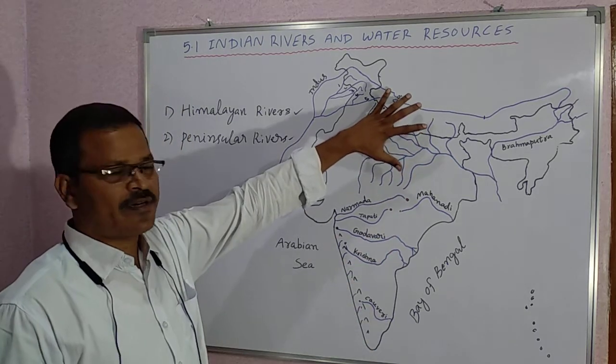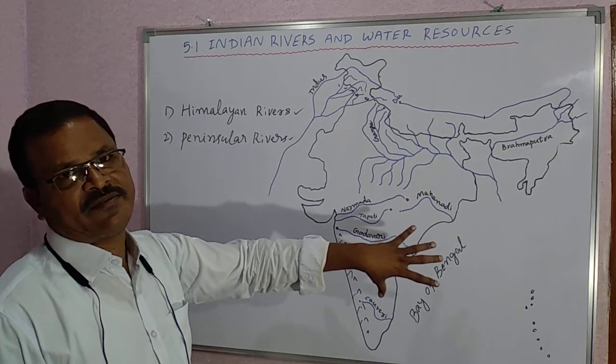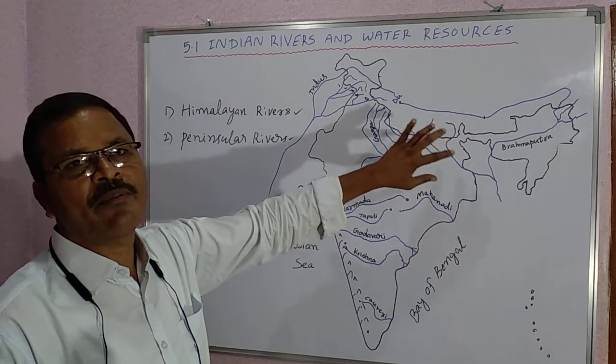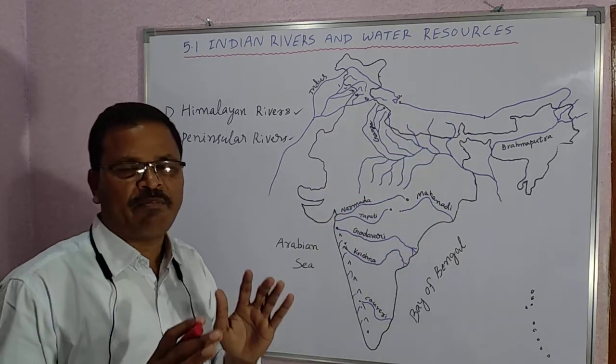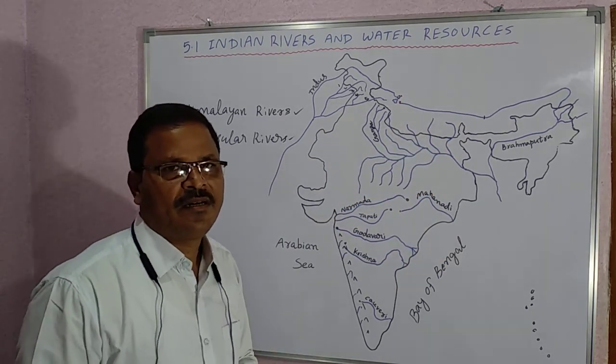All these are perennial rivers. All these are rain-fed rivers. These rivers may have meanders. These do not have meanders. Okay, thank you.